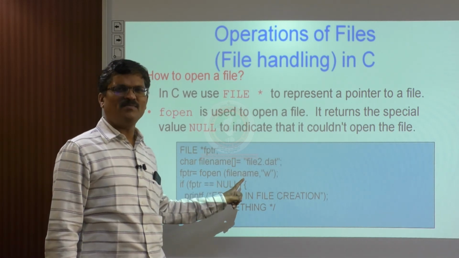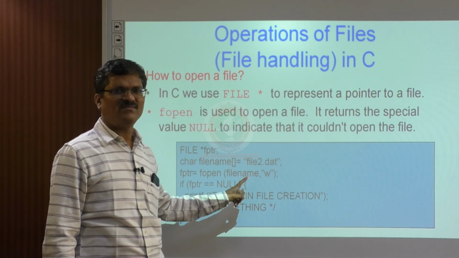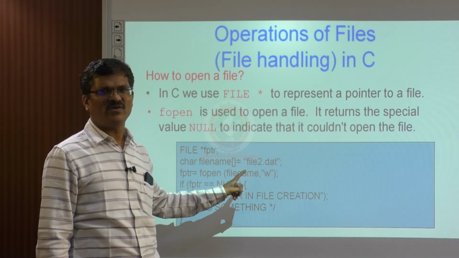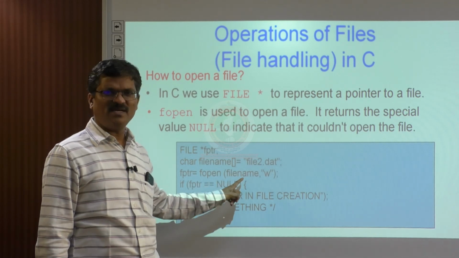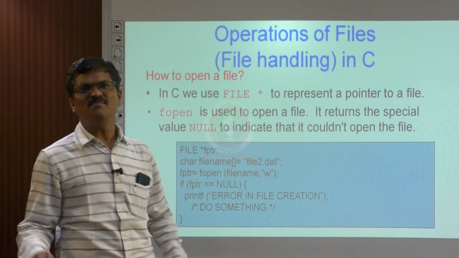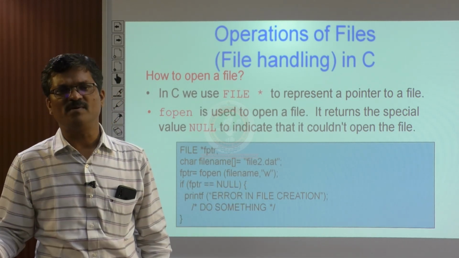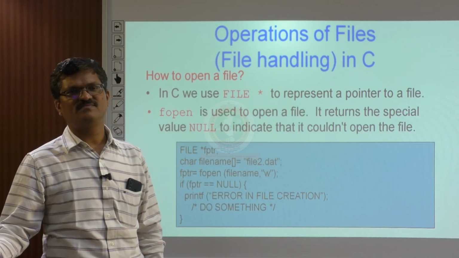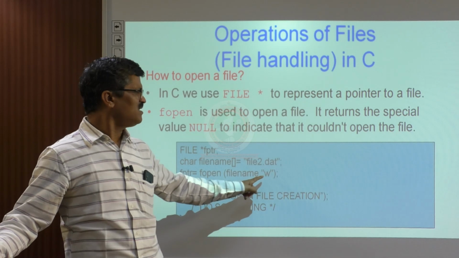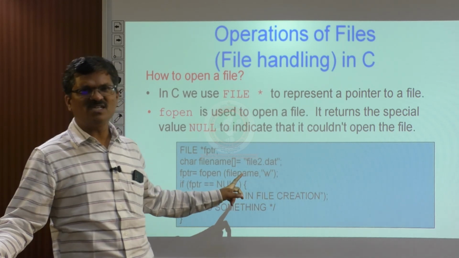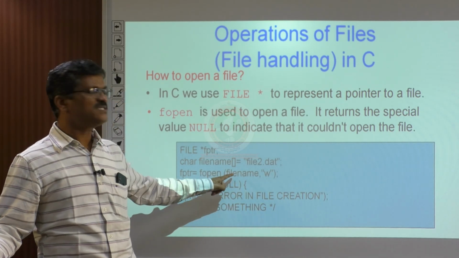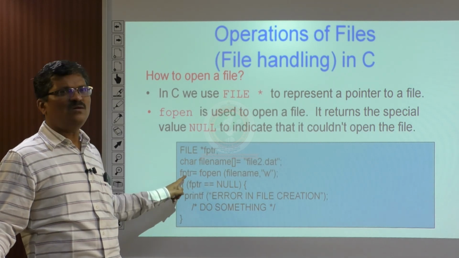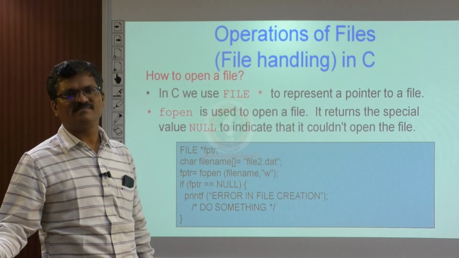The first argument will be the name of a file, whether it is a text file or a .c file, whatever it might be, we have to define it. The second argument is the mode in which the file is to be opened. As an example, I have added here w, the write mode. When this fopen command is executed, it will return the address of this file, which will be stored by the pointer fptr.